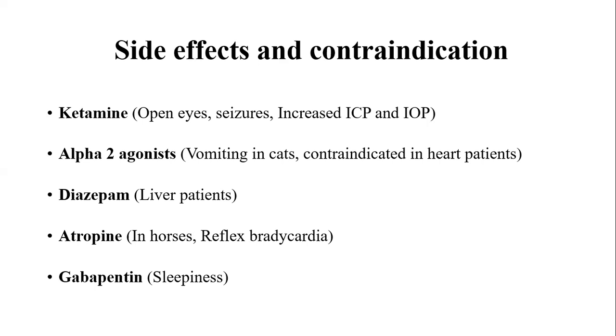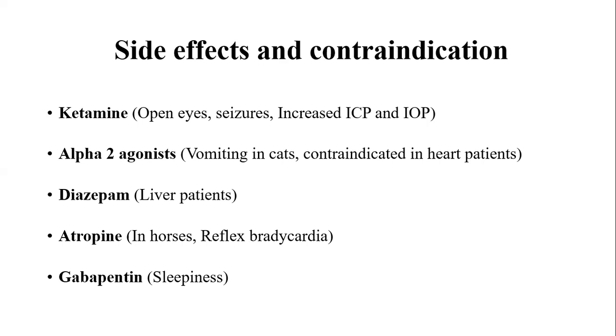What is reflex bradycardia? I told you that alpha 2 agonists cause bradycardia, decreased heart rate. And this is a normal mechanism. This is a normal physiological mechanism that whenever you inject an alpha 2 agonist, the animal will suffer from bradycardia for sure. You do not have to inject atropine in order to address this bradycardia, because this bradycardia is not a pathology, it is physiology. So this type of bradycardia is known as reflex bradycardia, and you should not inject atropine to address it. You should leave the animal alone. It will recover on its own.